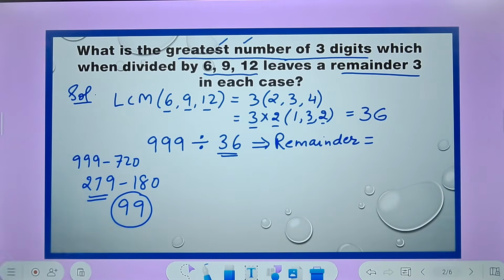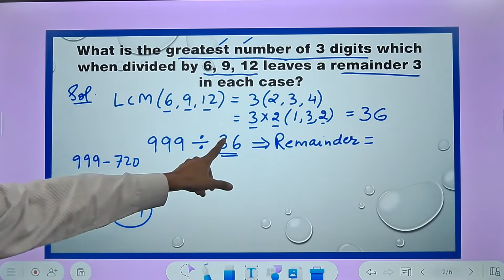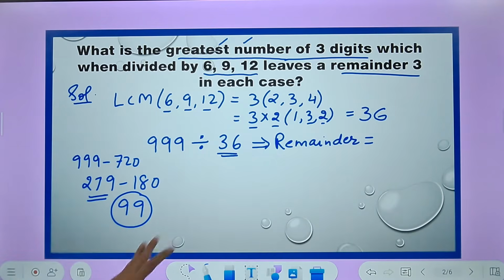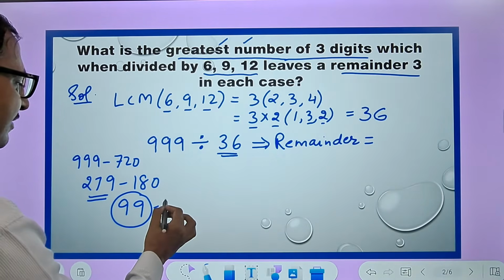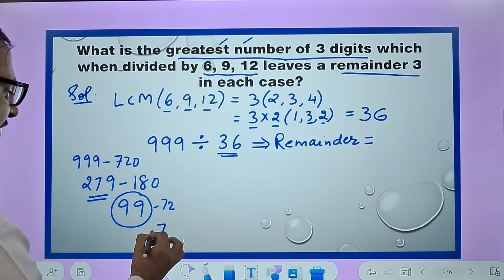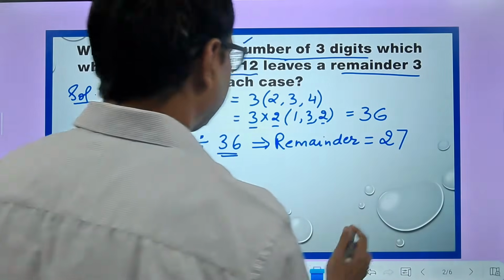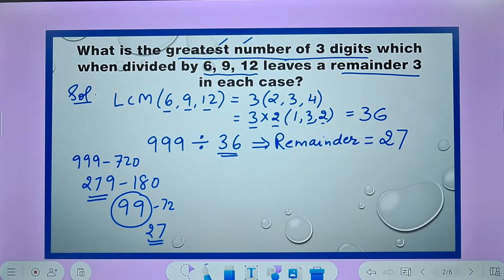Now, if you divide 99 by 36, you will get the same remainder as when you divide 999 by 36. And I can see 99 minus 72 is 27. So the remainder is going to be 27. Again, a mental maths method which you can use to find the remainder when 999 is divided by 36.